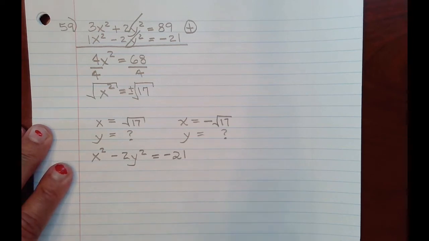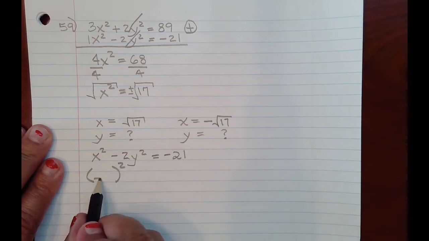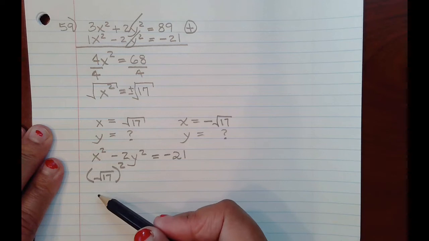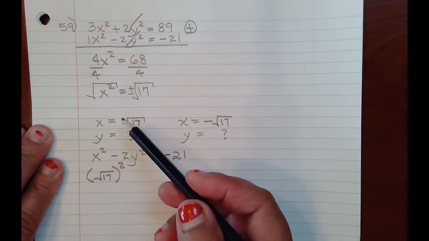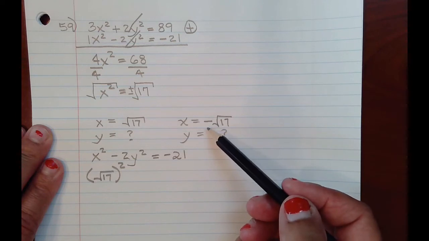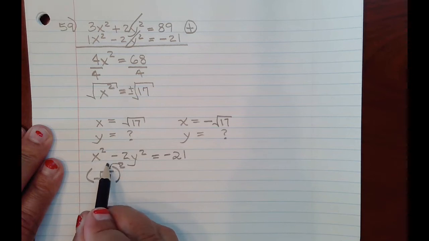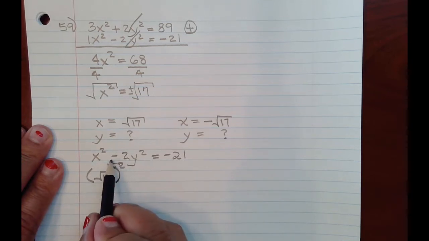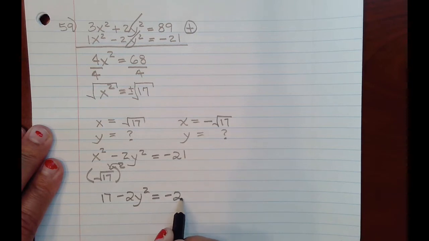Okay, I'm putting this in for x squared. You know that whether you plug in square root of 17 or negative square root of 17, squaring anything positive versus that same number negative gives you the same value. When you square this, off pops the radical and out comes the 17. Then it's minus 2y squared is equal to negative 21.